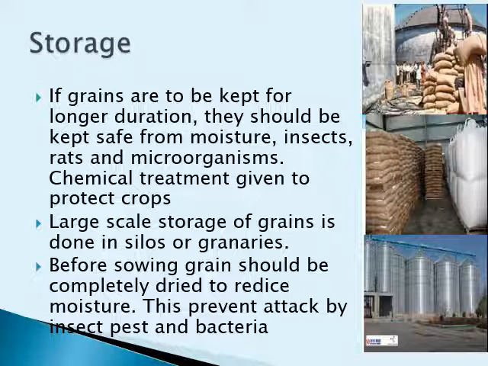Farmers in our country, they store grains in jute bags or metallic bins. However, children, large-scale storage of grains can be done in the granaries or silos to protect them from rats as well as insects. Even people in the smaller scale, they use the dried neem leaves to protect their grains.